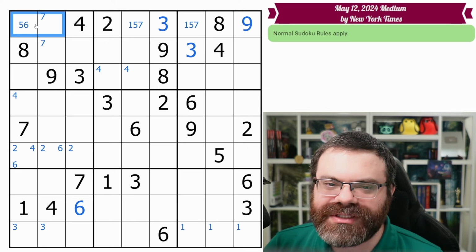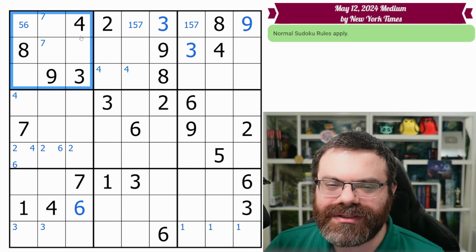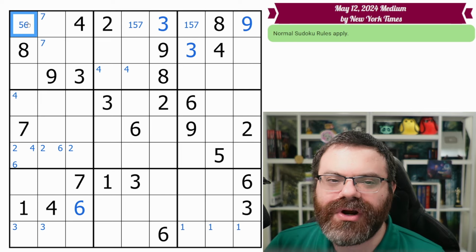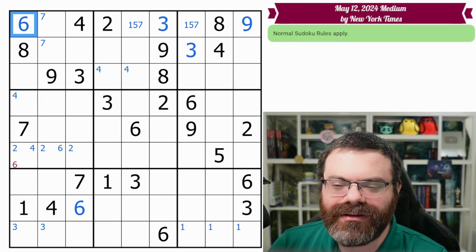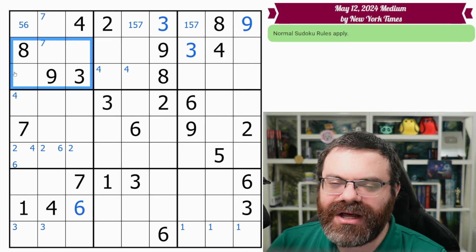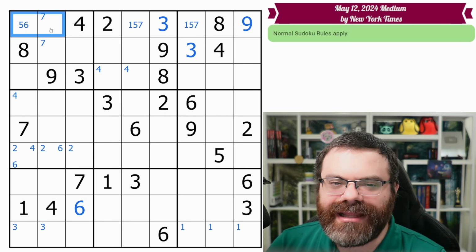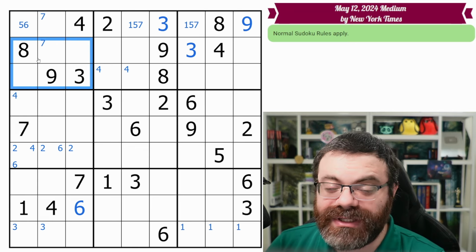Now something to notice about that is that both of these cells are in the same box. They're in this box. So wherever the 6 ends up, if the 6 ends up here, or if the 6 ends up here, the result is the rest of the box cannot be 6. So the rest of the box doesn't care which one ends up 6. We know that one of them will be 6, and so the rest of the box will not be 6.